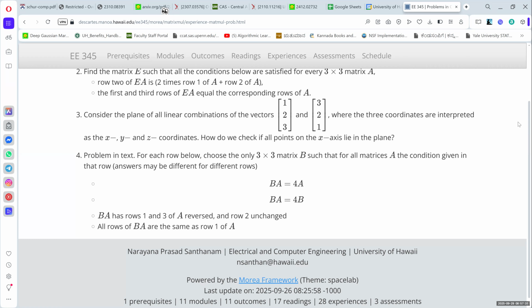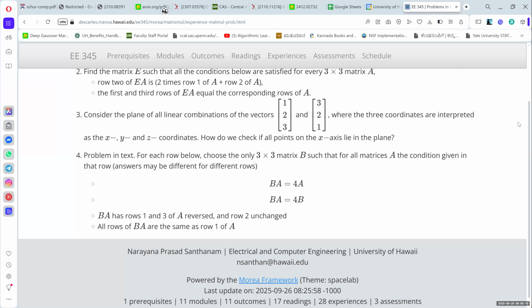I'm asking if all points on the x-axis lie on the plane of linear combinations. One point on the x-axis is 1, 0, 0. A general point on the x-axis is something like any number a, 0, 0. A, 0, 0 is a generic point on the x-axis. Asking if all the points on this axis lie on the plane is the same as asking: can (a, 0, 0) be written as a linear combination of these two?